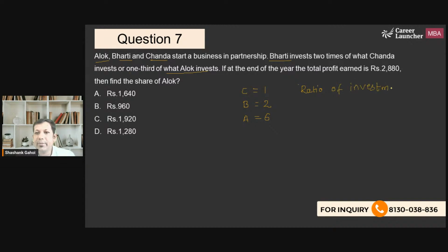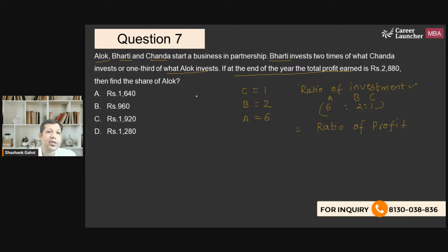Ratio of investment is equal to 6. So if I'm talking about A, B, and C, it is 6 is to 2 is to 1. What is the time period? Time period is same for everyone, right? So if time period is same for everyone, then ratio of investment is equal to ratio of profit, right? So what is the ratio of profit they are going to have? That is going to be 6 is to 2 is to 1.